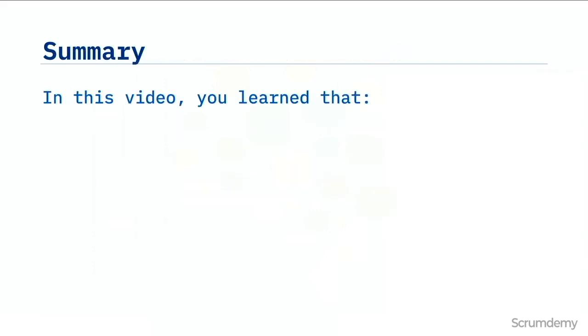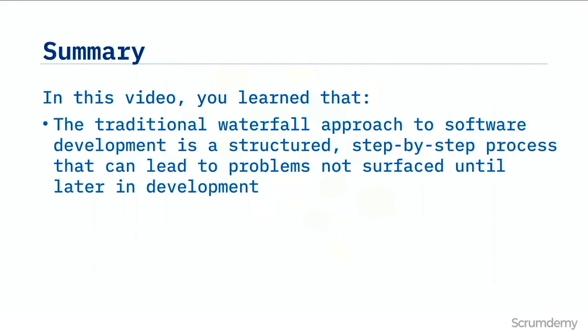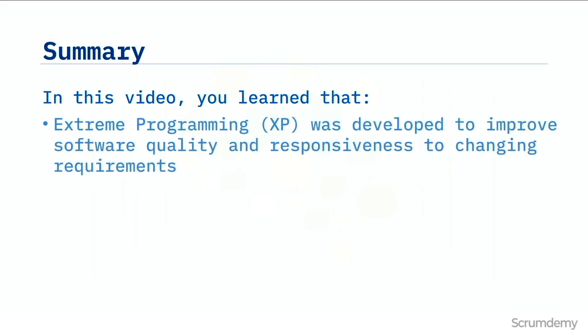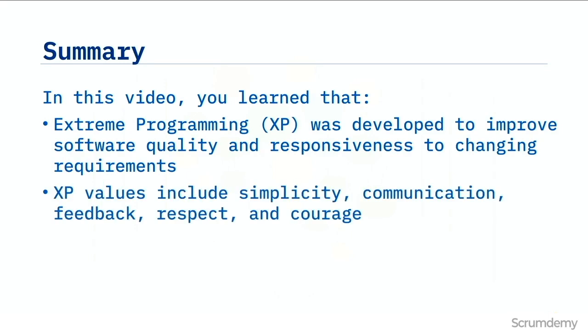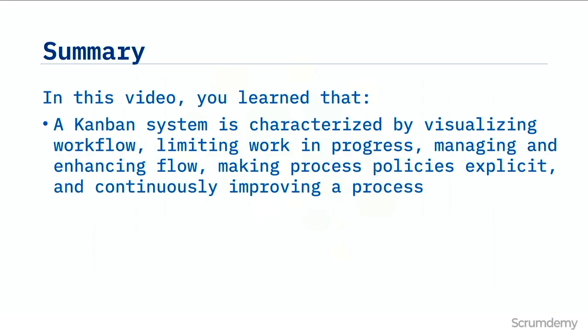In this video, you learned that your traditional waterfall approach to software development is a structured, step-by-step process that can lead to problems not surfacing until later in development. That extreme programming was developed to improve software quality and responsiveness to changing requirements. XP values include simplicity, communication, feedback, respect, and courage. Kanban is a system characterized by visualizing workflow, limiting work in progress, managing and enhancing the flow, making process policies explicit, and continuously improving a process.